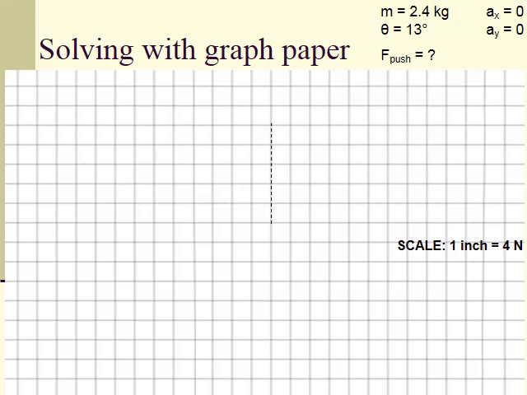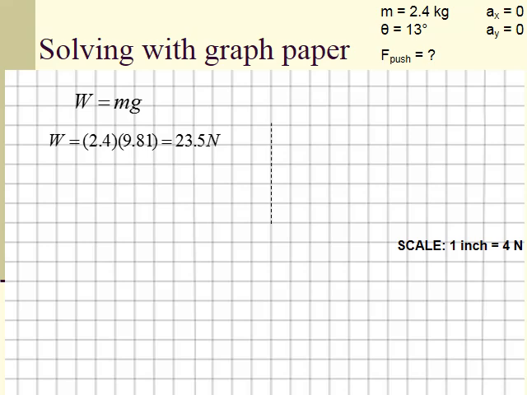So the only force I actually know how to calculate in this case to start with is the force of gravity. So weight is equal to mass times gravitational field strength. Plug and chug, and I get weight is equal to 23.5 newtons. Now I'm going to draw that force downwards, but I need a scale to do that. I've established a scale. I've chosen that 1 inch is equal to 4 newtons.